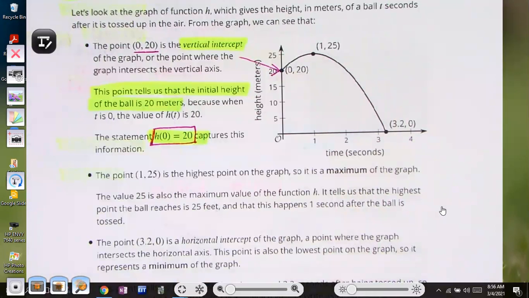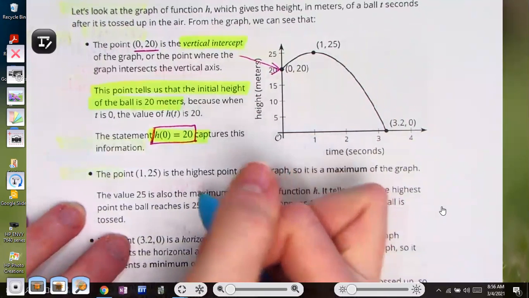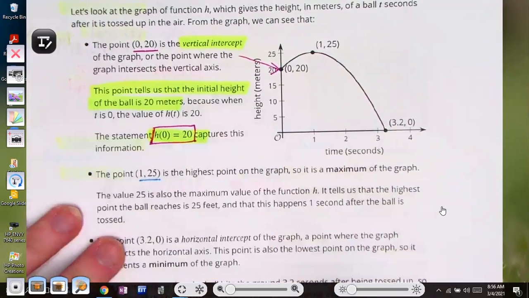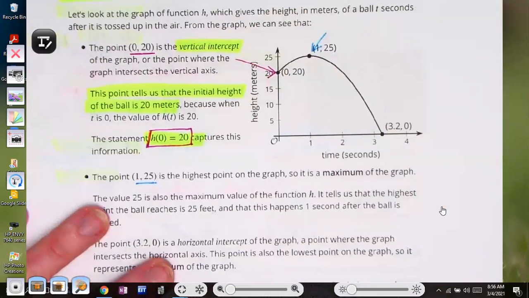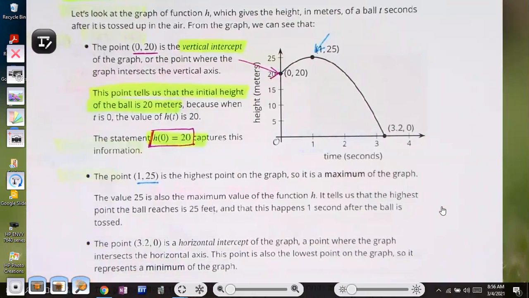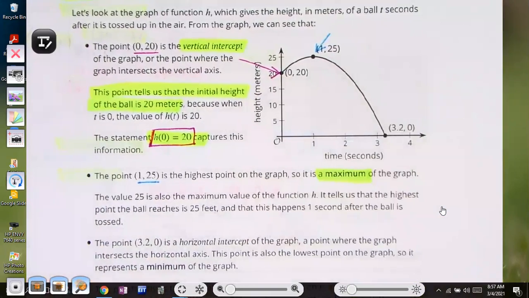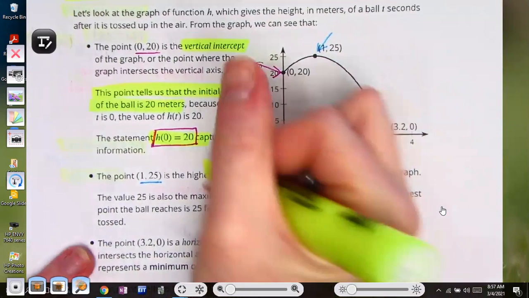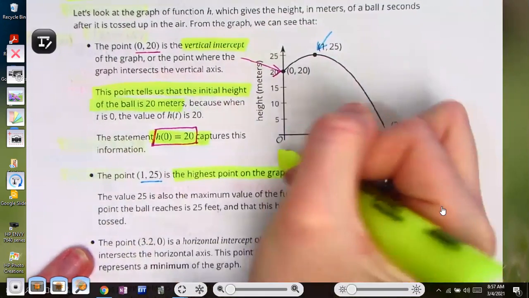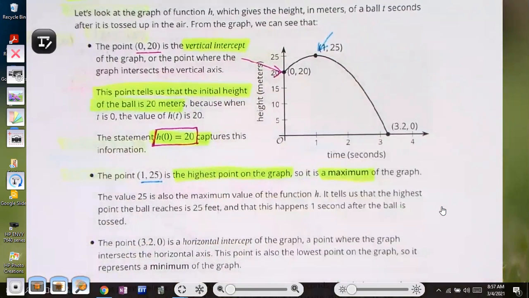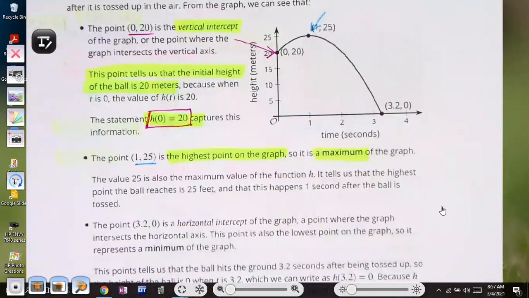Okay, next point I have is 1, 25. That's right here. What is that point called? The maximum. What does it tell us? It tells us the highest point on the graph. The value 25 is also the maximum value of the function. It tells us that the highest point the ball reached is 25 feet and that this happens 1 second after the ball is tossed.